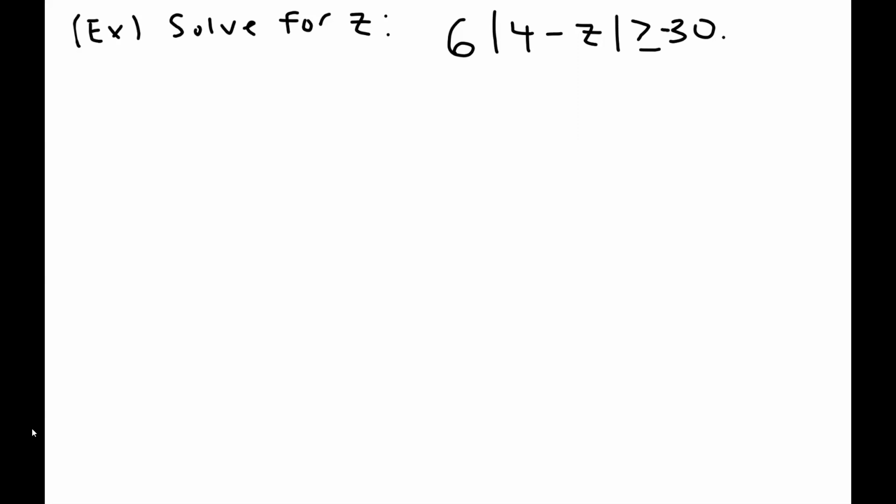So the first step I would do is divide things by 6. I'm going to divide both sides by 6, and that will give me the absolute value of 4 minus z is greater than or equal to negative 5.